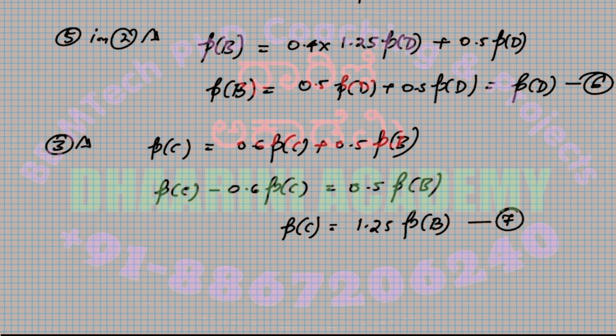And we have a P of B and P of D we can substitute. So let's try to convert everything into P of D itself. So 6 in 7 gives me P of C is 1.25 P of D. So that is 8.